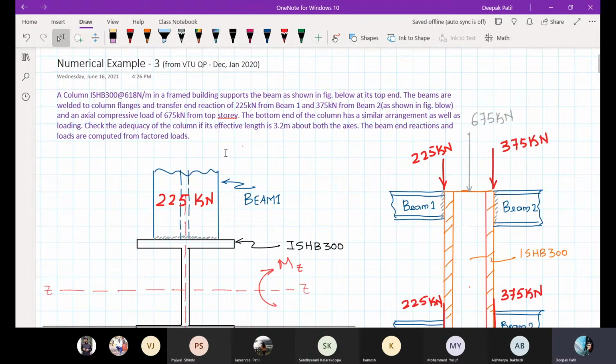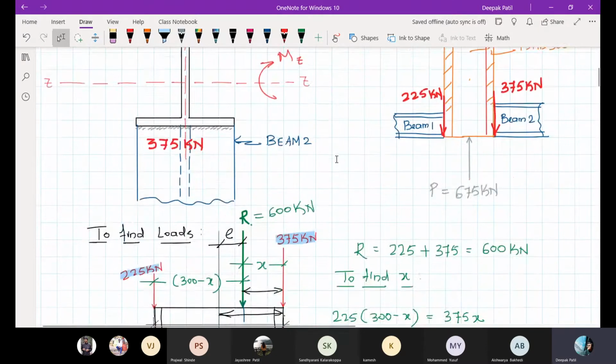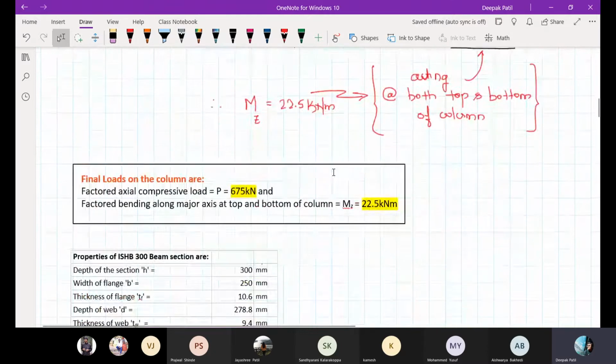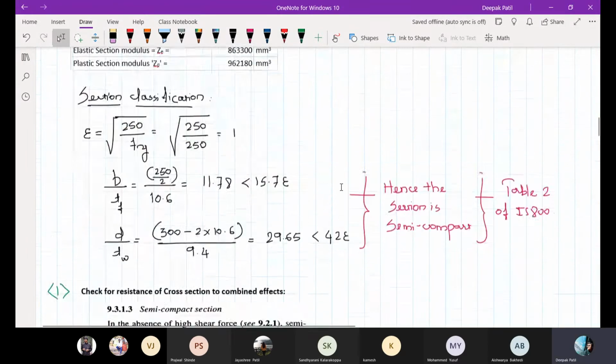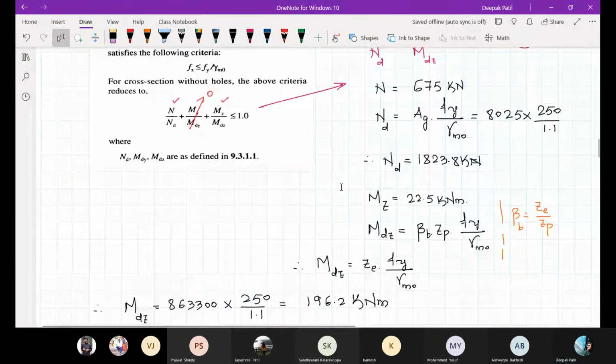This is the first thing specific to this numerical example. Whenever you are doing design examples where this will not be given, they will ask you to design a column in a framed building, something like that. Then in that case, if you have gone for ISHB 300 and it is failing, then you have to go for the next higher section. That is the only option available with you. Are you clear? Yes, sir.